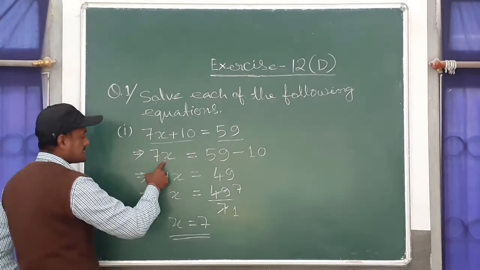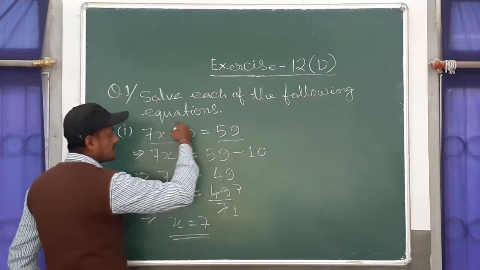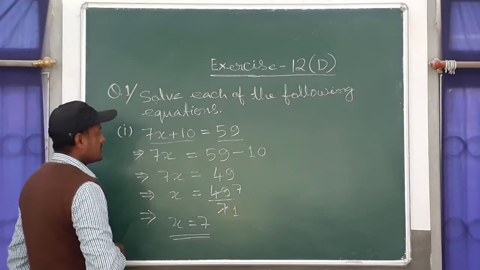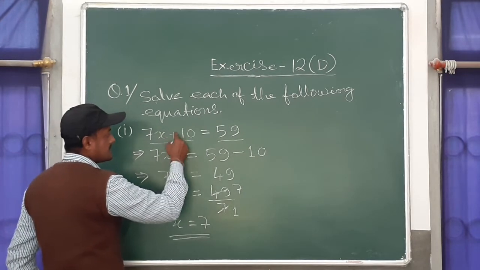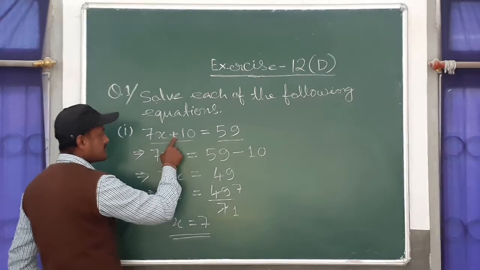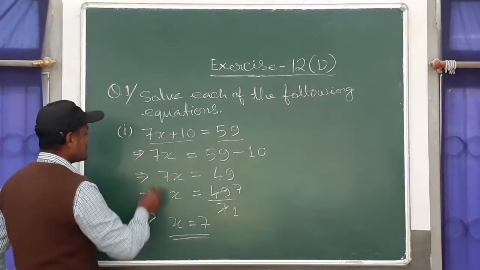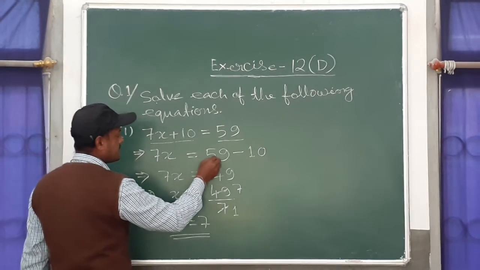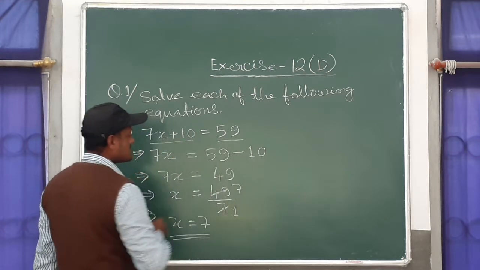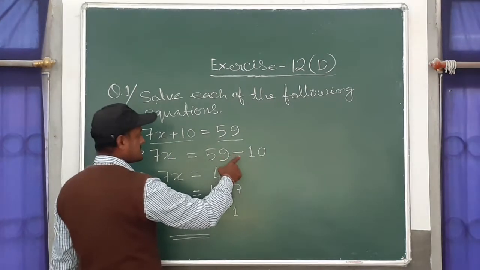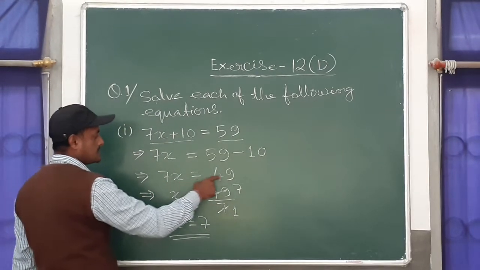So what we will do, we will write 7x is equal to. When any number from the left hand side is shifted to the right hand side, the sign will change. If there is plus 10, it will change into minus 10. If there is minus 10, it will come to this side as plus 10. So we write 7x is equal to 59 minus 10. How much did we get? 49. So we got 7x is equal to 49.